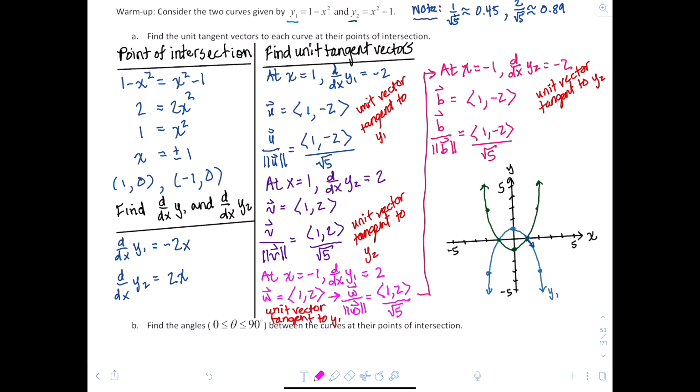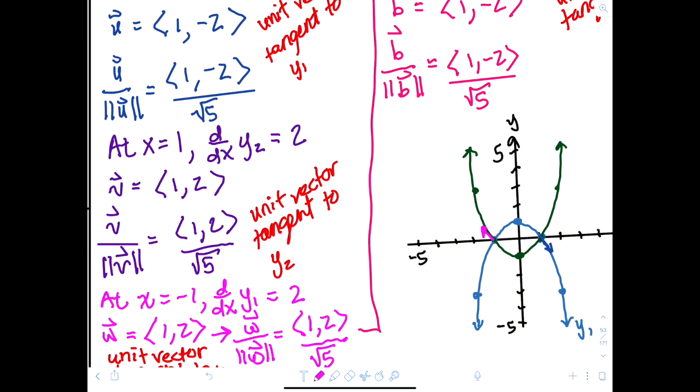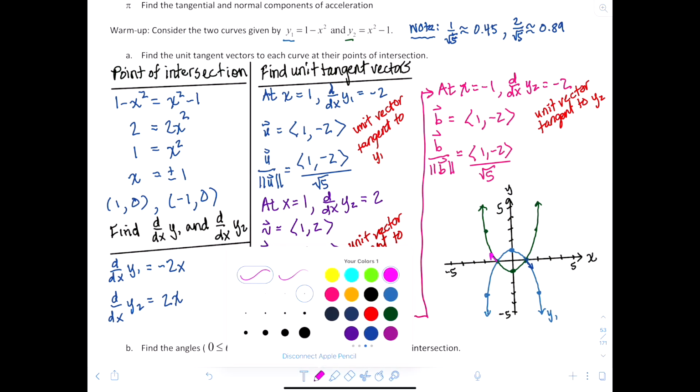Now this is at x is negative 1. And so now it's going to be positive, right? So from that point, we're going to go to the right 0.45-ish, and then up about 0.89. And so that's what that tangent vector will look like. Pretty cool, huh?